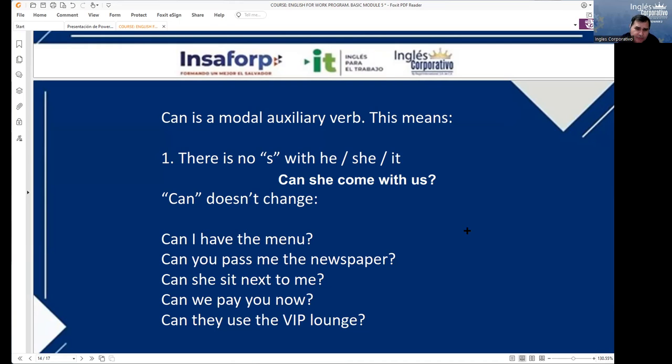Can I have the menu? Can you pass me the newspaper? Can she sit next to me? Can we pay? Can you pay now? Can they use the VIP lounge? Can I listen to music here? No, I don't like your music. I hate it. It's really noisy. Can you just keep quiet? But I have my headphones. Okay, put them on. Put your headphones on.